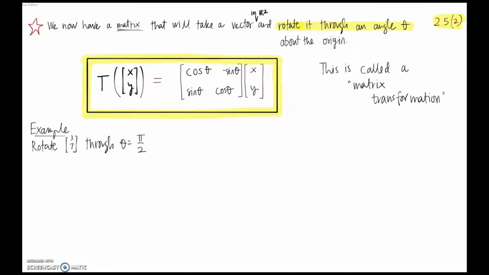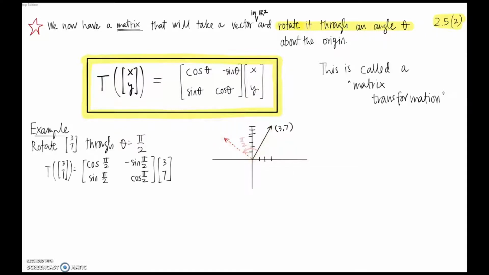Let's run through one example. We're going to rotate the vector 3, 7 through the angle pi halves. And when we take that vector 3, 7 and rotate it through pi halves, we should expect to see our new vector looking something like this. So we will use our matrix transformation to transform 3, 7 through pi halves. We're going to take this matrix and multiply it by our original coordinates.